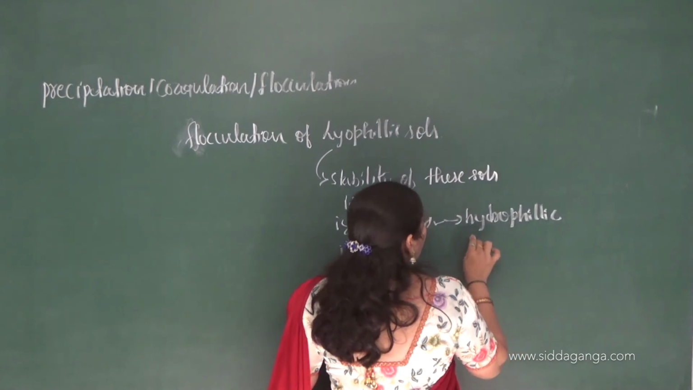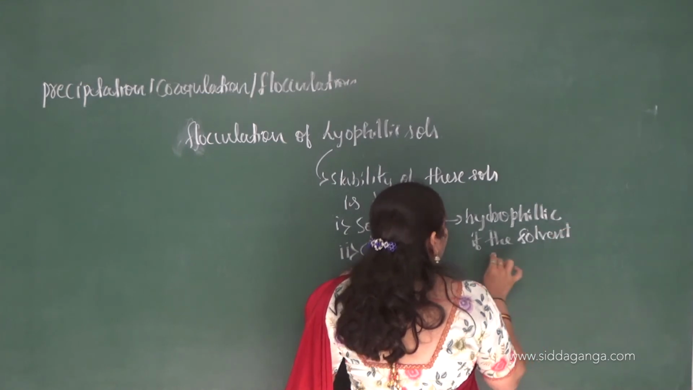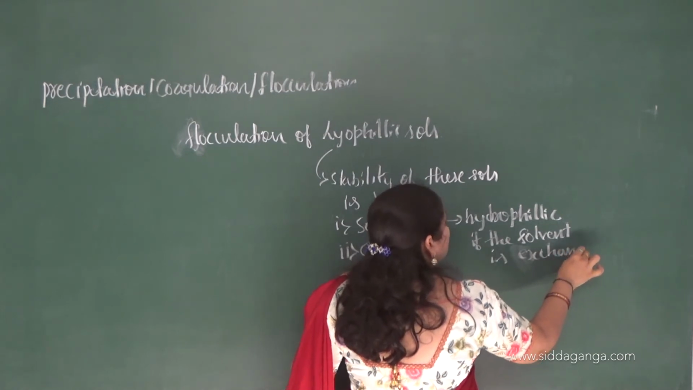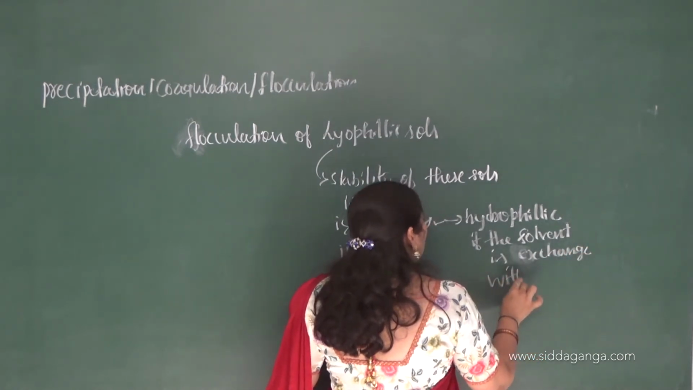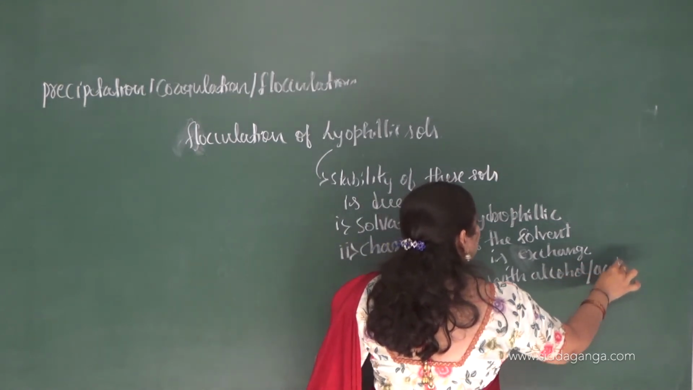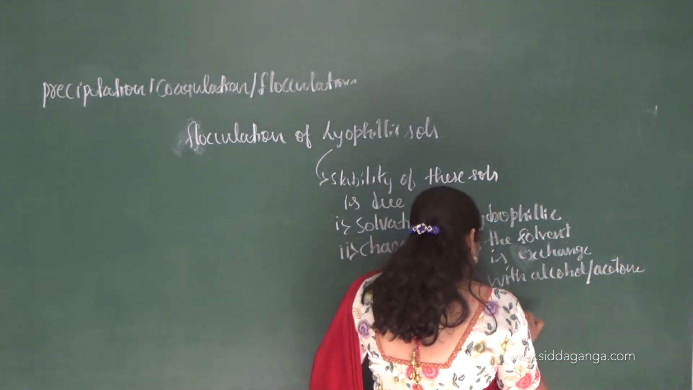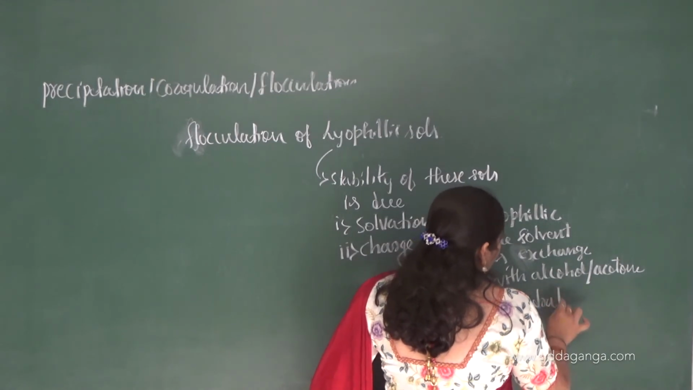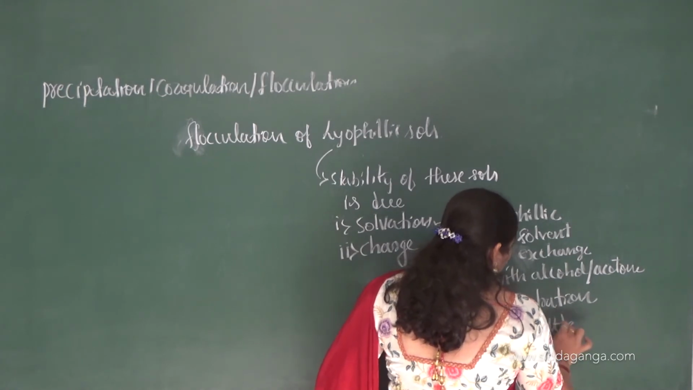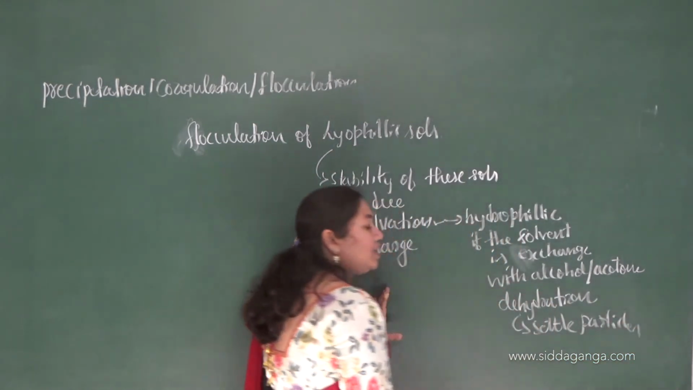if the solvent is removed or exchanged with alcohol or acetone, that is, water is replaced by alcohol or acetone, dehydration takes place. That leads to what? Settling down of the colloidal particles. If there is no medium, then what happens? Settling down of the particles takes place, that leads to coagulation.